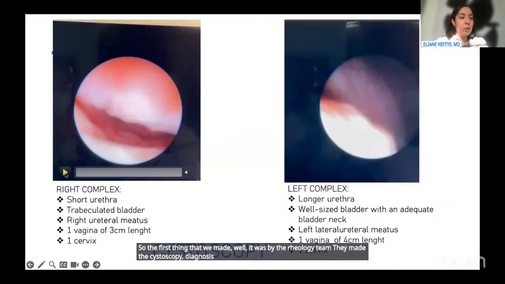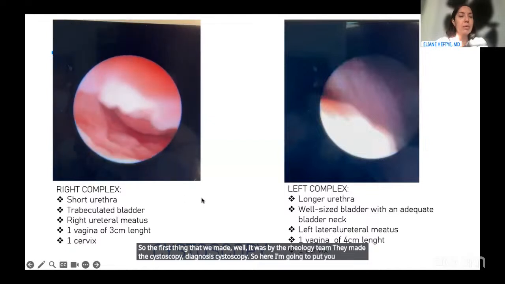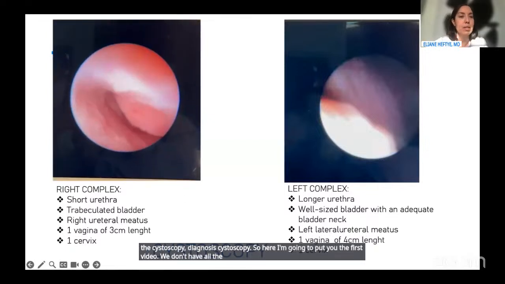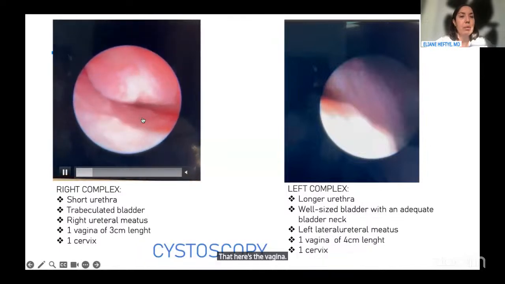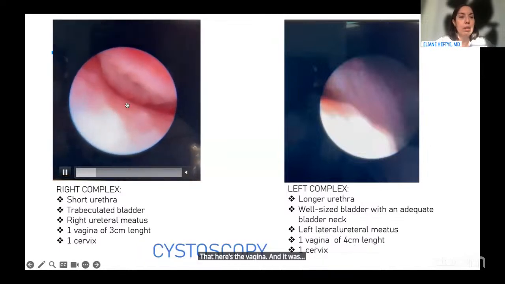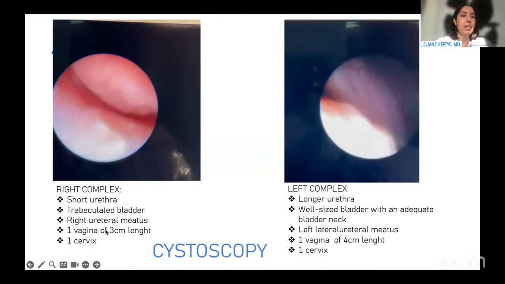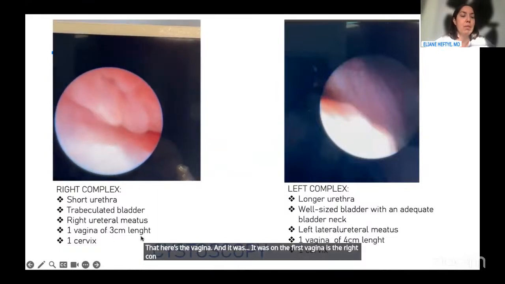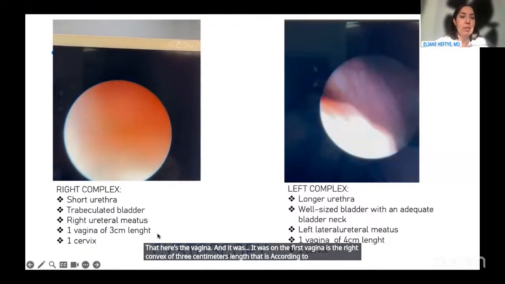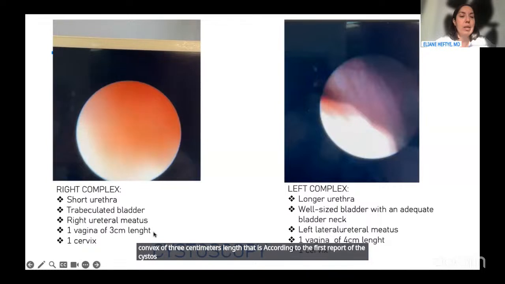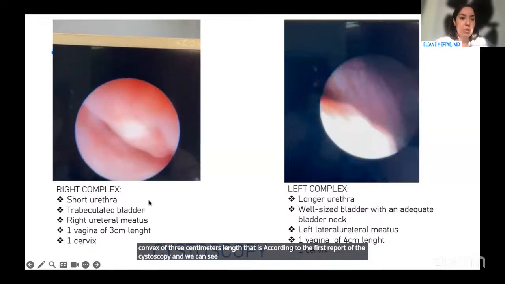So here I'm going to show you the first video. We don't have all the images, but we can see the vagina, and on the first vagina is the right complex, 3 centimeters in length, according to the first cystoscopy report. We can see the cervix here.